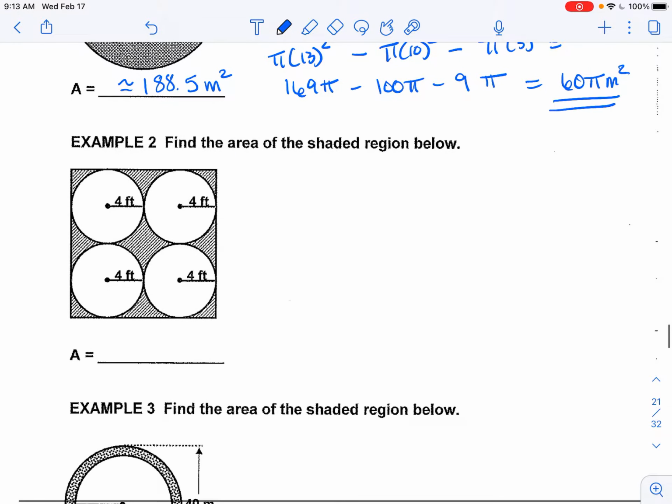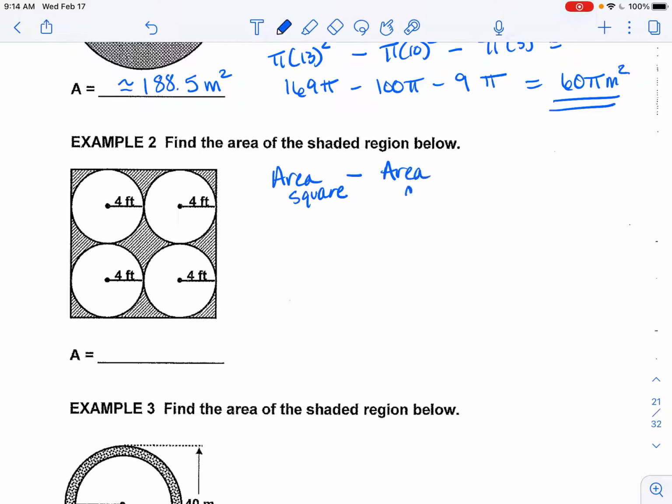In example 2, we've got to find the area of the shaded. The shaded is all these little pieces around the circles. First, let's find the area of this large square, and then we will subtract off the area of these 4 circles. That's our plan. We're going to find the area of the square, and then subtract the area of the circles.